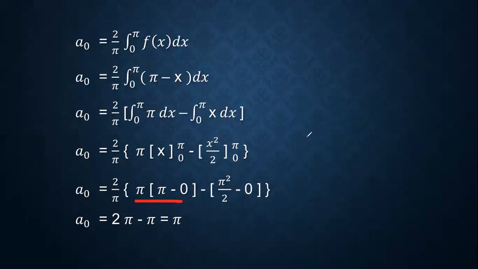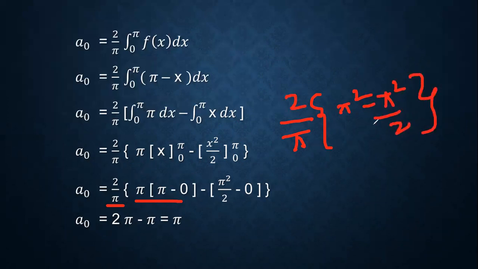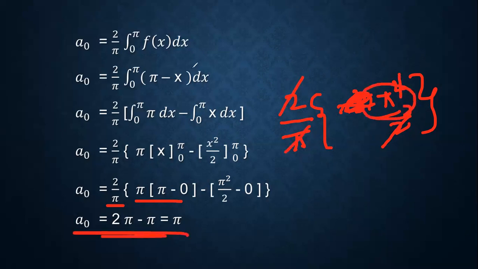If you simplify this, what will you get? We have the 2 by pi into pi square. Here pi into 0 is nothing but 0, so no need to write it, minus pi square by 2. So pi square minus pi square by 2 is nothing but pi square by 2, by taking the LCM. So these two will get cancelled, and pi will get cancelled. Finally, you will get a naught value as pi here. Okay, so this is the way you have to simplify a naught.